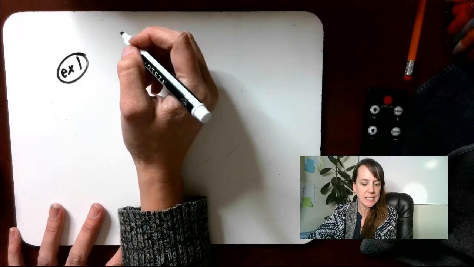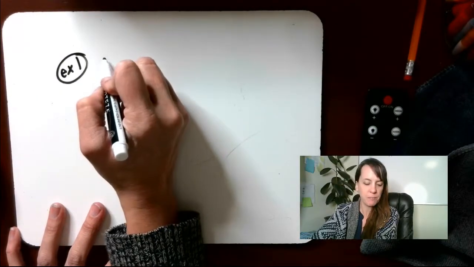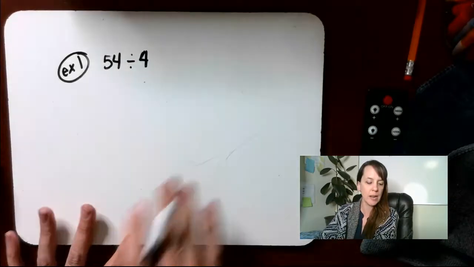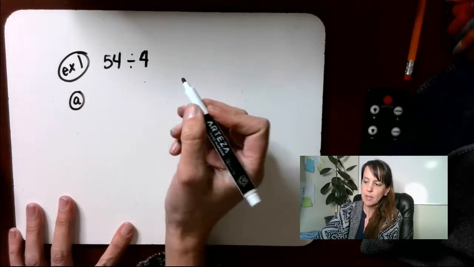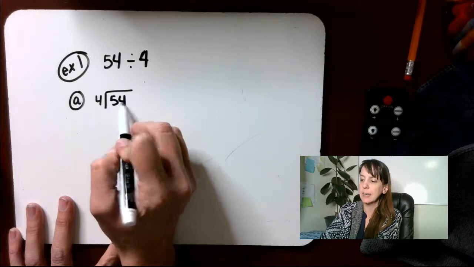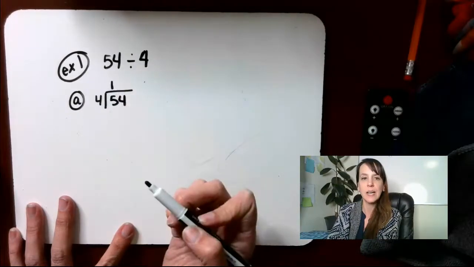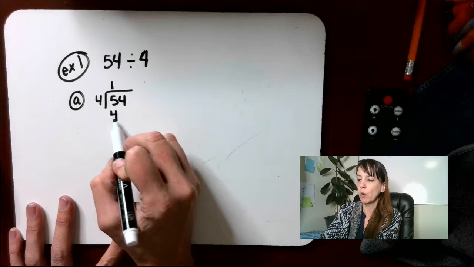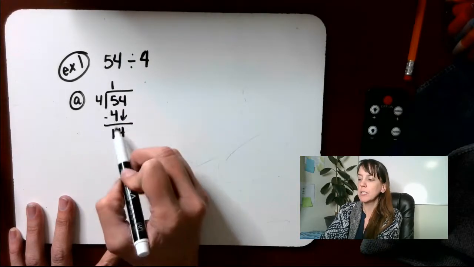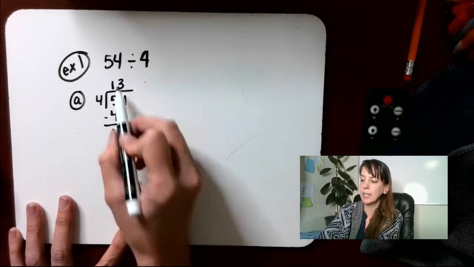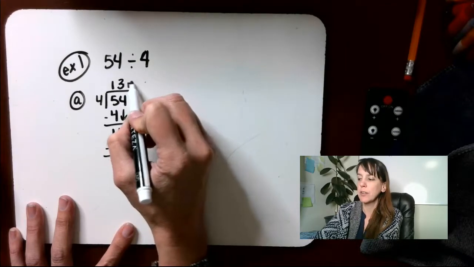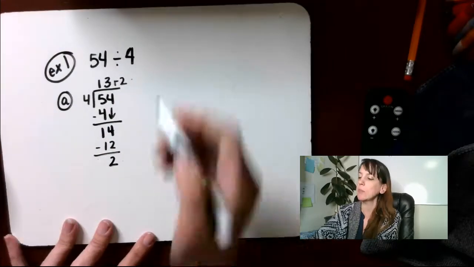For example, number 1, it says divide 54 by 4, and A, write it with a remainder. The way that we would do it with a remainder is we would have 4 on the outside, 54 on the inside. 4 goes into 5 one time. 1 times 4 is 4. Minus 1, and when we subtract, we bring down. 4 goes into 14 3 times, without going over. 3 times 4 is 12. So that's 2, so it's remainder 2. Okay, so that's writing it with a remainder.